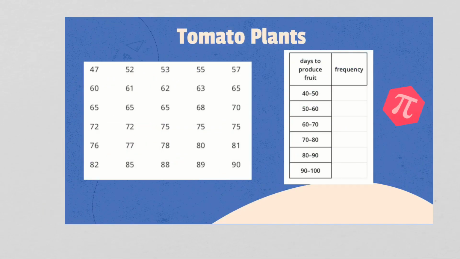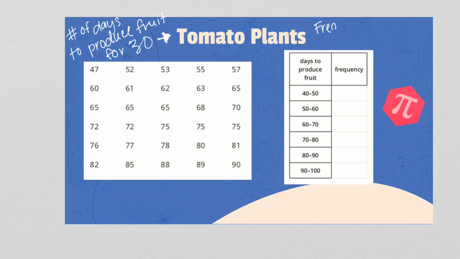Now we have the data for 30 tomato plants. This is the number of days to produce fruit. For 30, I'm just going to put an arrow there and say tomato plants. So here's what we're going to do. First thing, actually, hold on. We're going to label this over here. This is our frequency chart. When you do a histogram, you need a frequency chart.